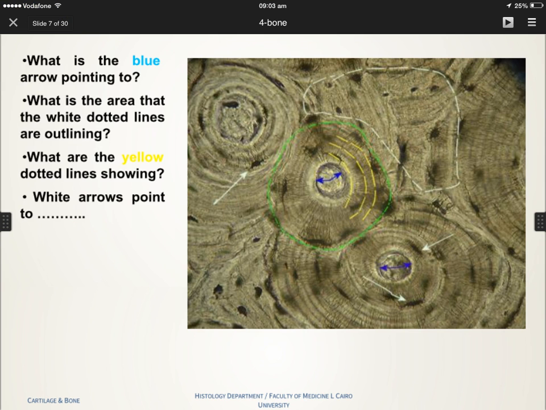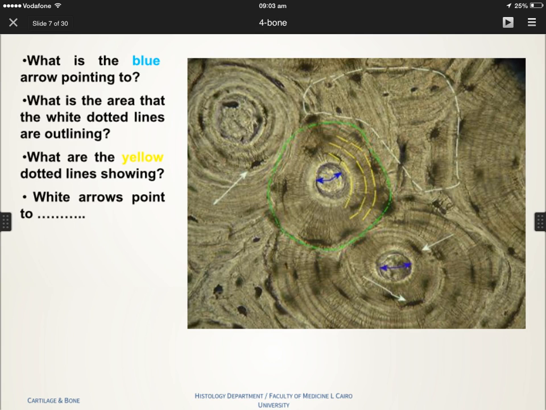This picture is a very good exercise for the ground compact bone. What is the blue arrow pointing to? This is the Haversian canal. What is the area that the white dotted lines are outlining? This area is the interstitial lamellae. They are the lamellae present in between the osteons or the Haversian systems.